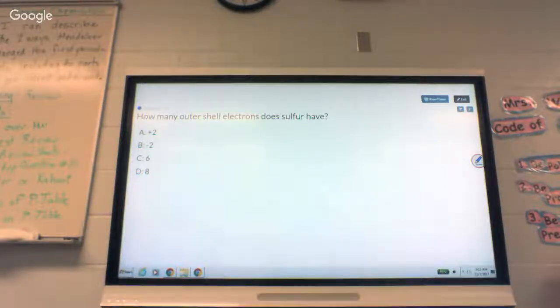I'll probably do it myself. But I would assume it'd be something like 6. All right, everybody got it right. Good. It's 6 valence electrons. Here's another easy one. Build some confidence here.